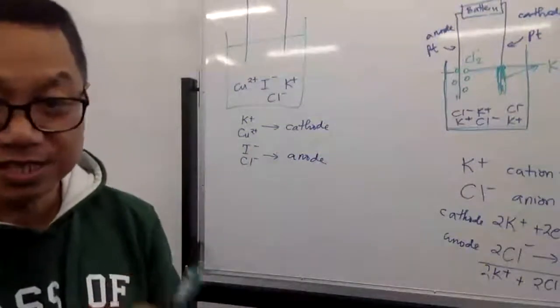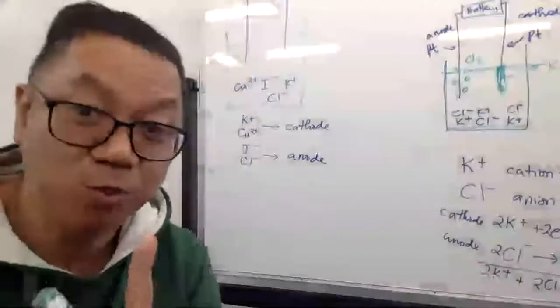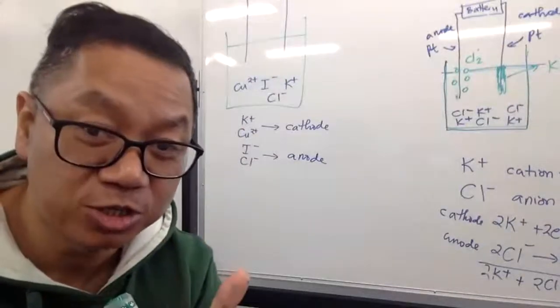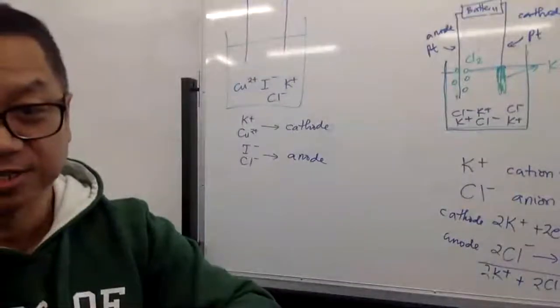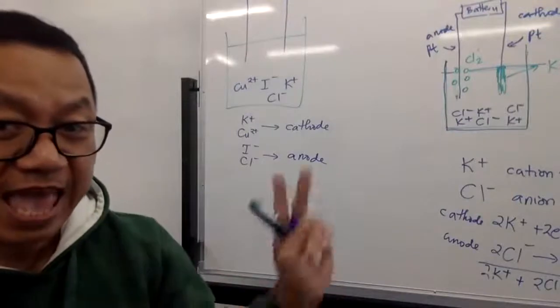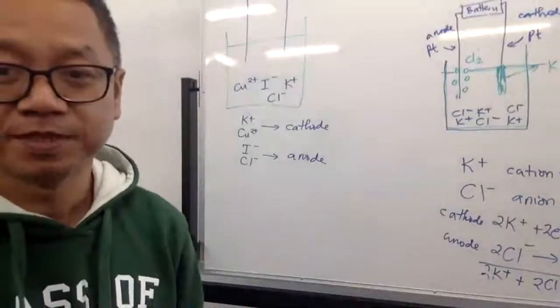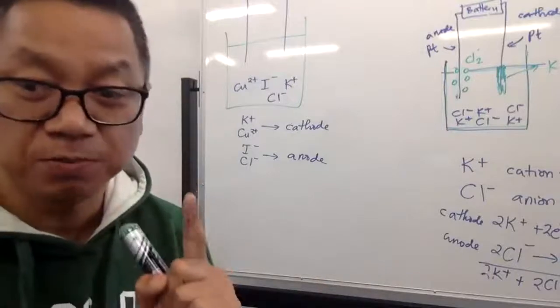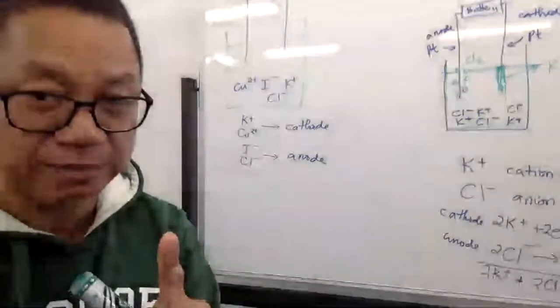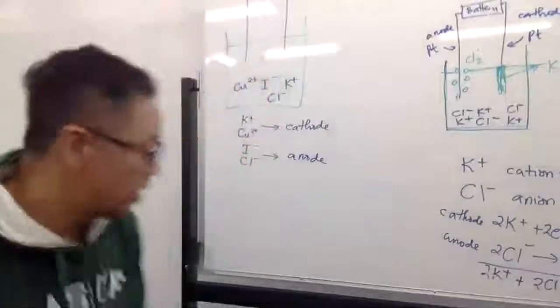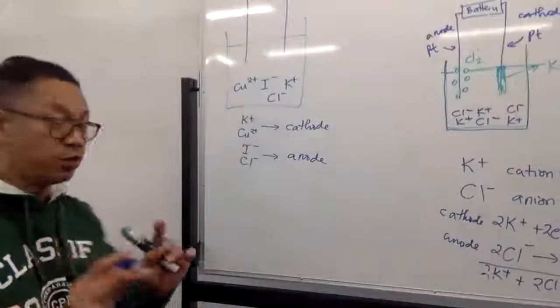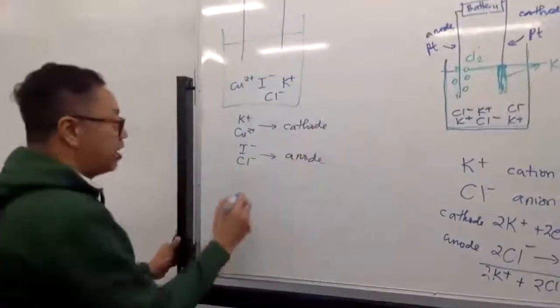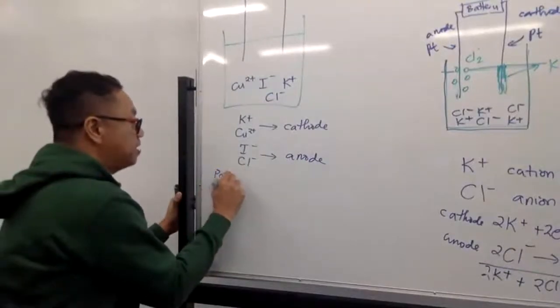Now, here's the thing. Only one reduction and one oxidation will occur, which means that they have to compete. So how do they compete? We will use their standard potentials; the more positive will occur. Exactly. We learned that from our video. The more positive will occur. So basically, we call it possible.